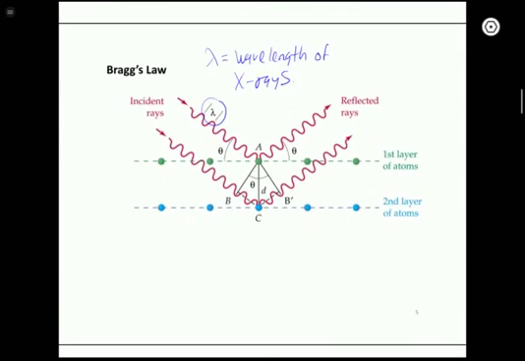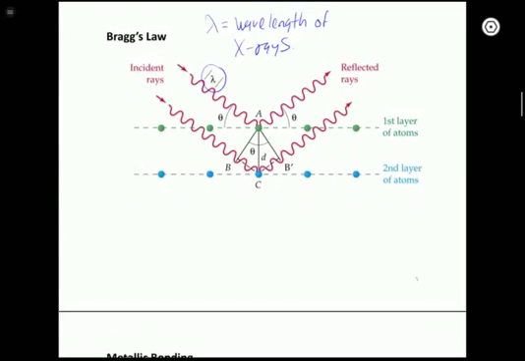of the electromagnetic radiation needs to be similar in size to the distance between the things that are doing the scattering. The distance between atoms in a structure is roughly on the order of angstroms. So if we use a wavelength of X-rays that has about that same value, that's what allows us to observe diffraction and get a lot of meaningful information out of this.